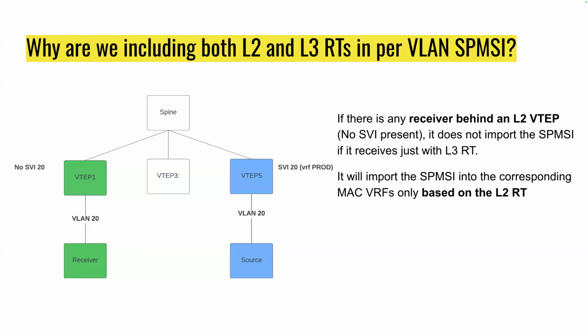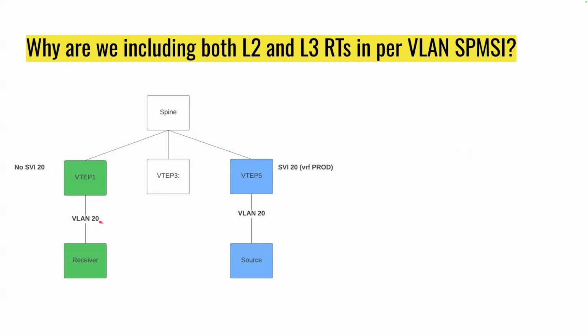So are we saying it needs the L2 RT because there is no MAC VRF, like that VRF prod is not there? Correct. So it will not be able to read the L3 VNI. It will not be able to understand just with the L3 RT, because here in VLAN 20 we do not have SVI 20. So the only thing it can receive is the feed from that VLAN, basically just the L2 feed.